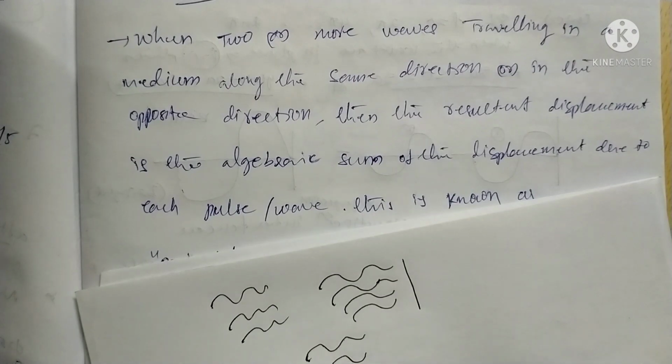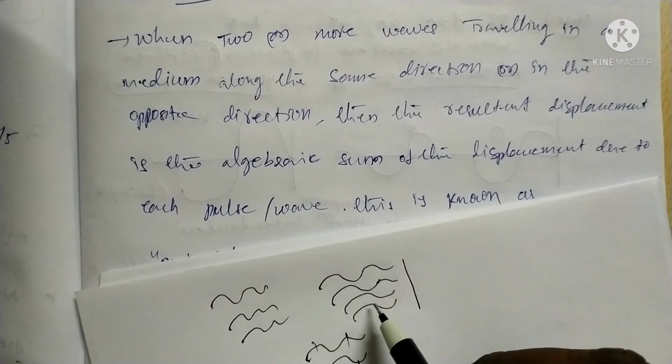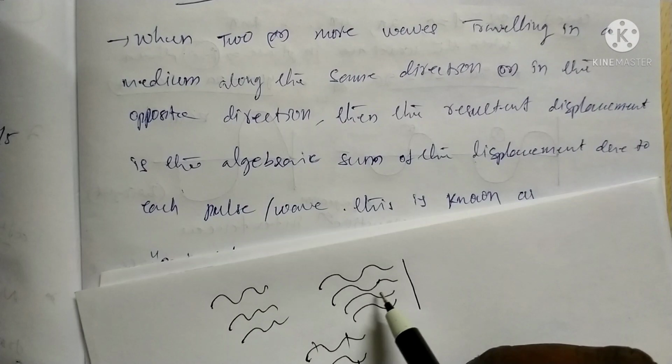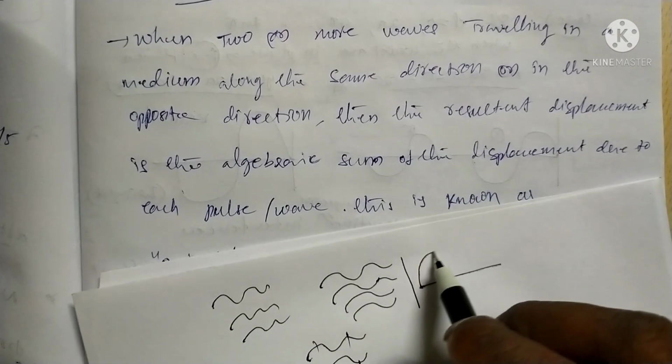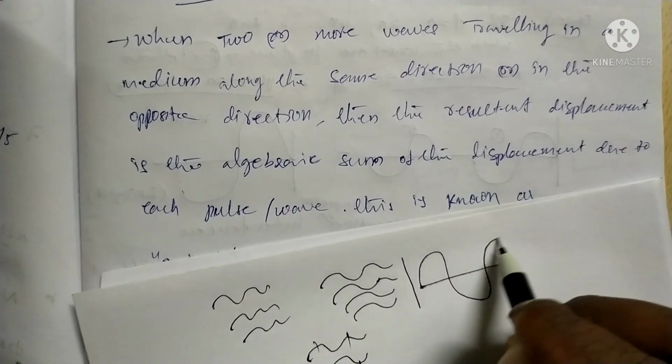This is the opposite, crest and trough, like this. Both will be superposed when two or more waves are traveling in a medium along the same direction or opposite direction and meet at a point. The resultant wave is like this.